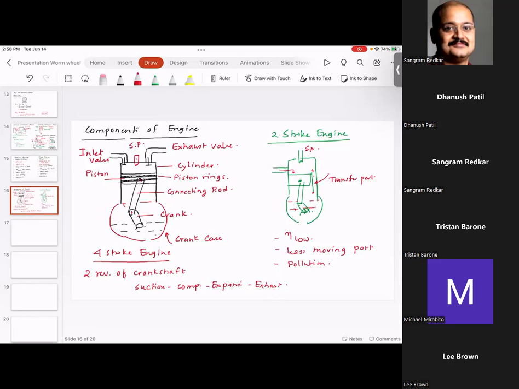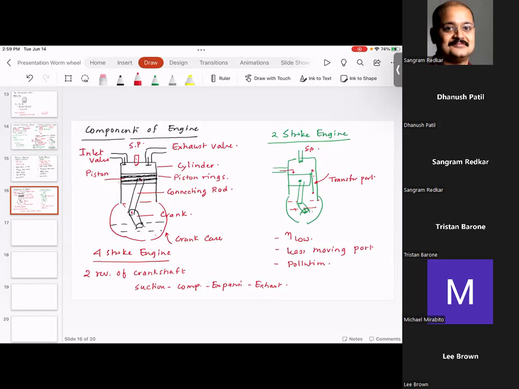Four-stroke engines are used typically for large power applications and higher efficiency engines. But two-stroke engines are very reliable, with fewer moving parts, but they are polluting. So you will see that two-stroke engines are not commonly used nowadays because of pollution regulations. So these are the main important components of an engine.